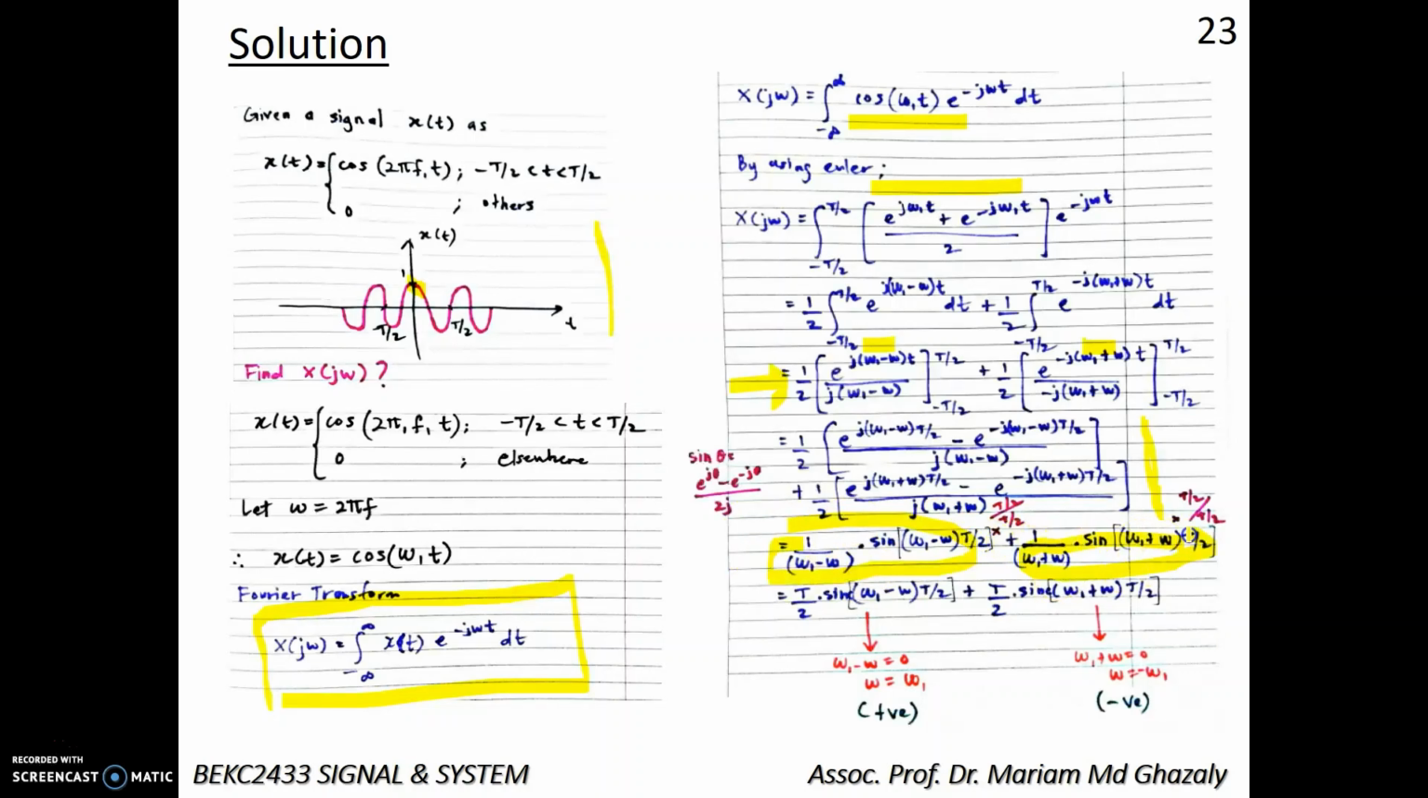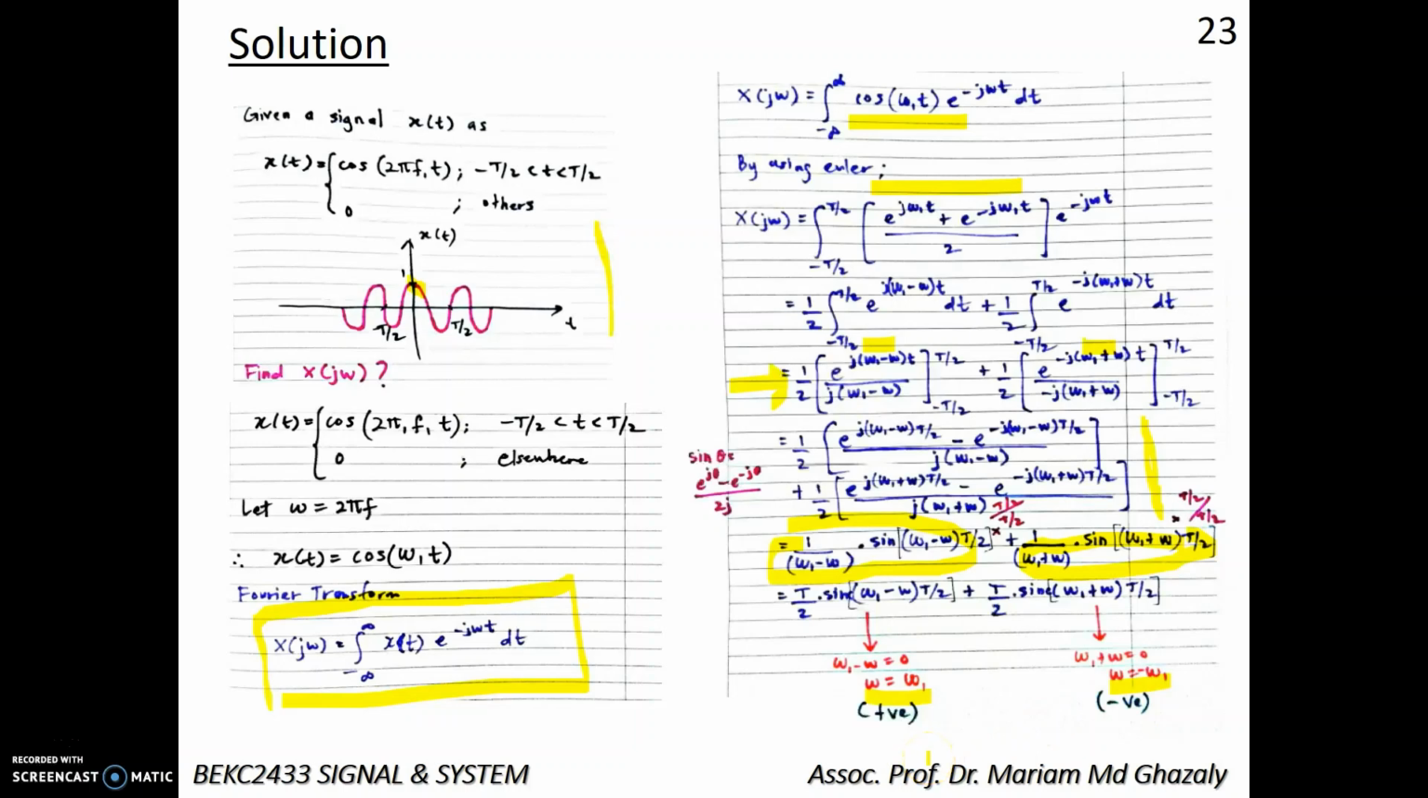So because of that, we would like to multiply these two equations by t over 2 plus t over 2, so that in the numerator you have the t over 2 part here. When you multiply by t over 2, you have the answer t over 2 sinc omega 1 minus omega t over 2 plus t over 2 sinc in brackets omega 1 plus omega t over 2. So from here you can see that you have two different fundamental frequencies. The first one is at omega 1, which is on the positive side of the x-plane, and another one is at minus omega 1 on the negative plane.